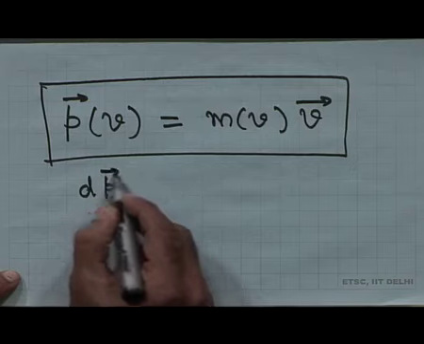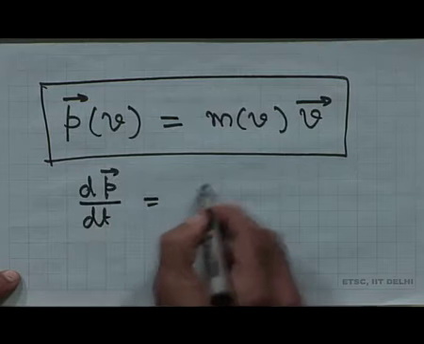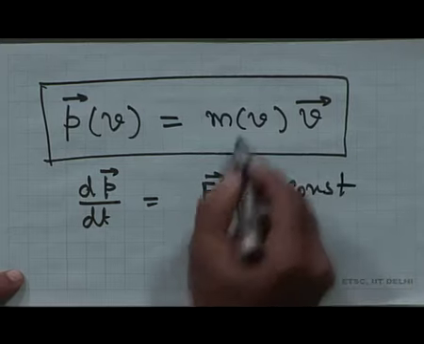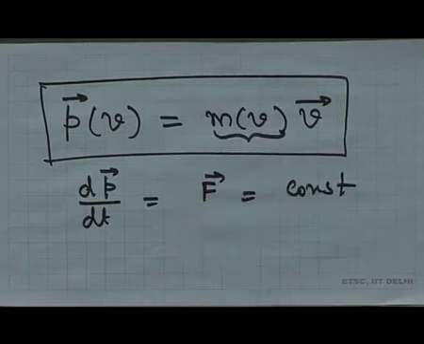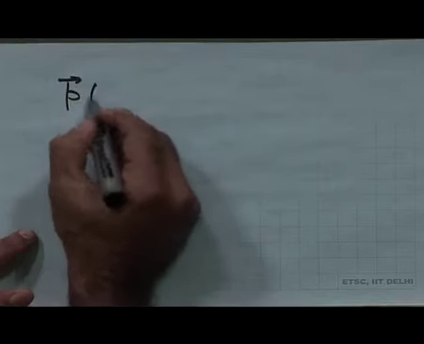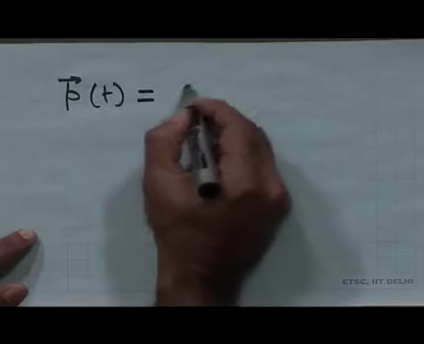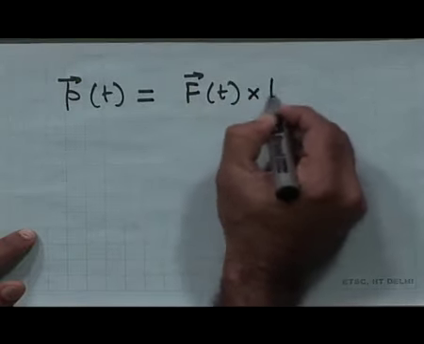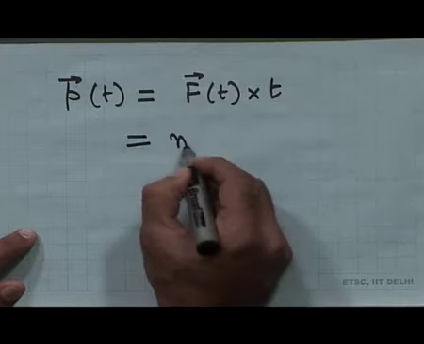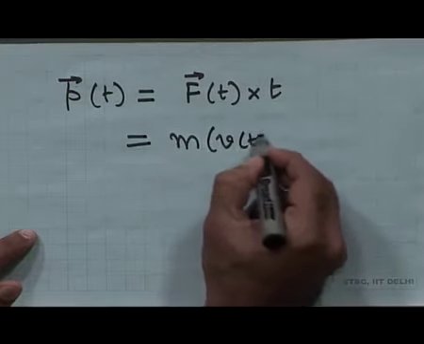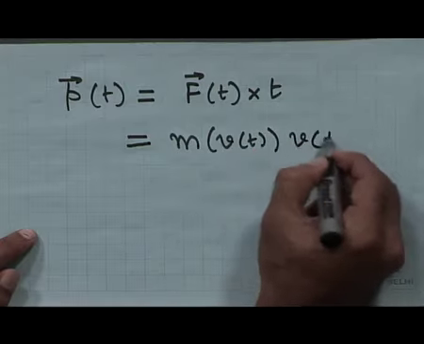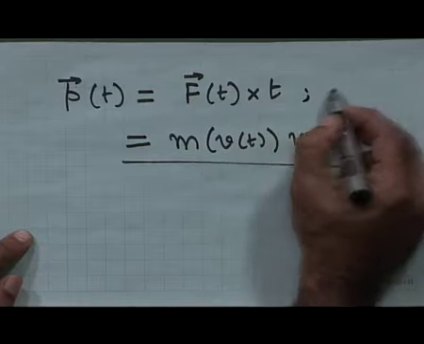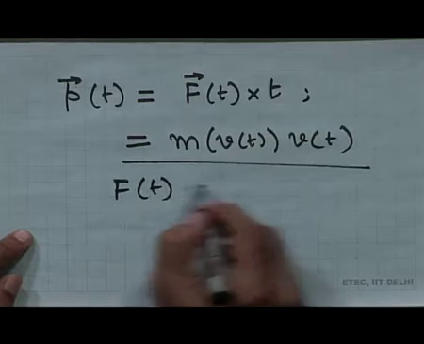I can still write dp by dt is equal to f constant. But when I try to integrate, this m of v will also come. So, p of t is equal to f of t into t is equal to, now I will be careful, m of v of t into v of t. That means, but f of t is equal to constant.